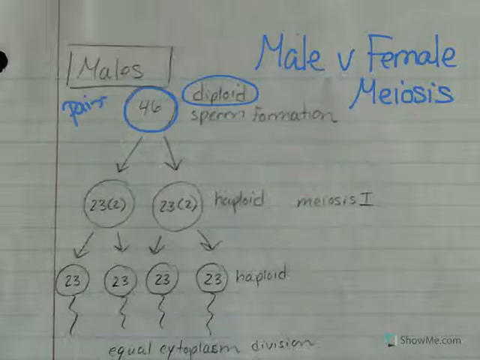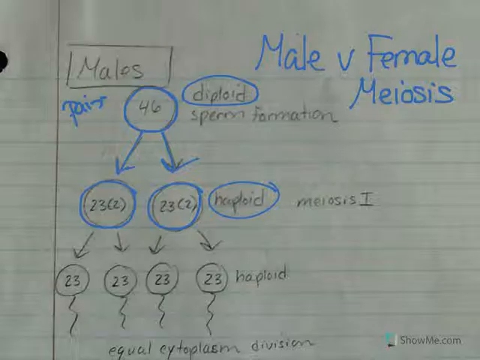You have the first division. After it divides, I have no more pairs, therefore I call it haploid. So I now have 23 chromosomes in each. The reason I say times 2 is because we still have the sister chromatids. So I still have 23 chromosomes, but they have their kind of duplicates to it. So that's the end of meiosis 1.